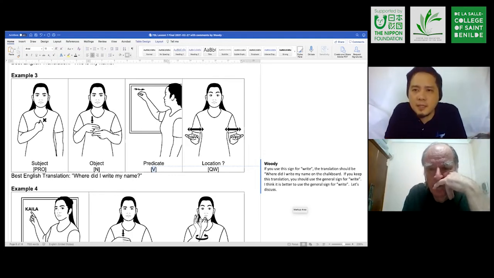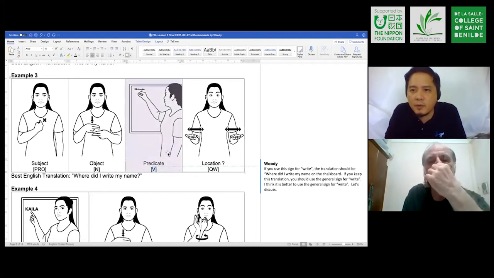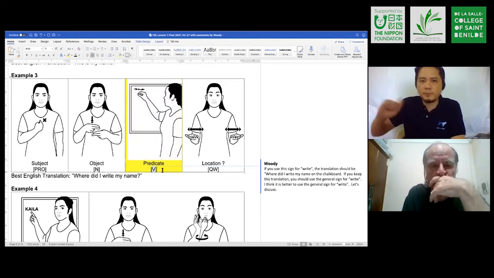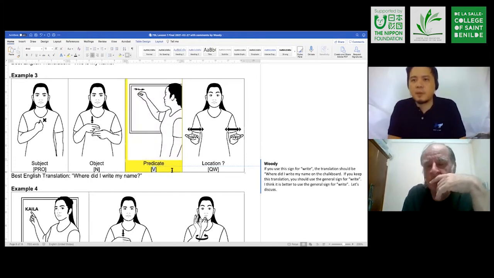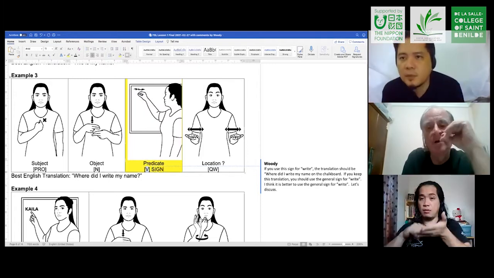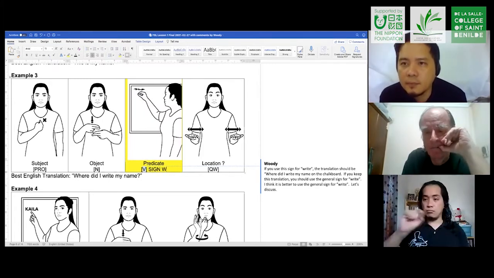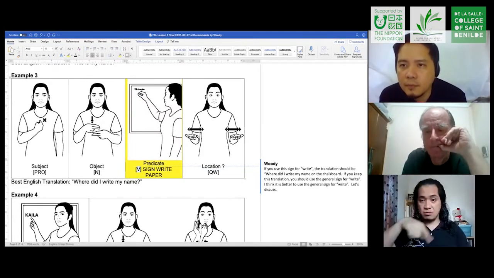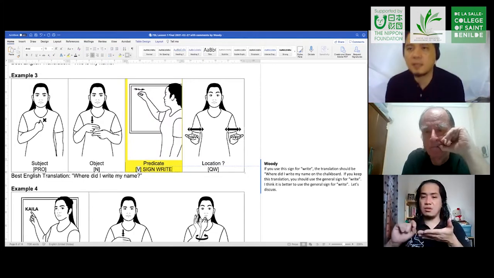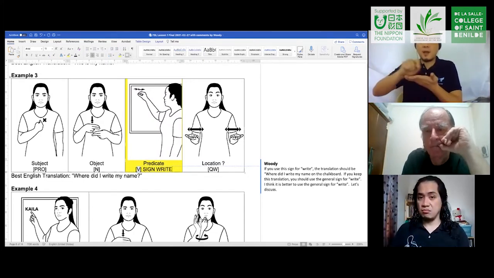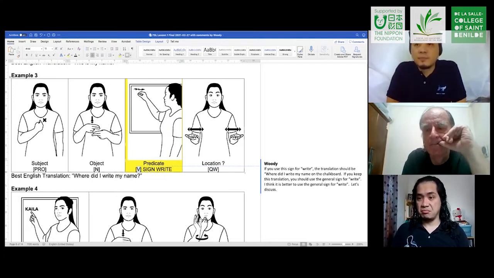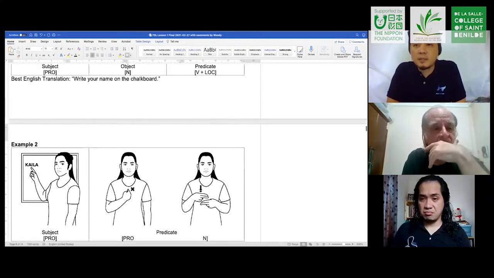So we should leave it as is, Shaq is asking, or what am I doing here? Nat is saying we should change the sign to write as in regular write, not write on the chalkboard. Okay. Peebs has his hand up. Yes, Peebs. Or maybe we can even use the write like this as opposed to having it on a piece of paper. What do you guys think?